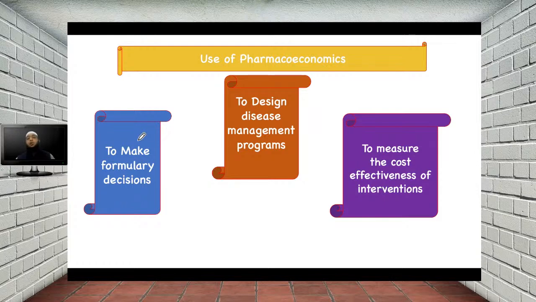Third important role is to measure the cost effectiveness of the intervention. Does the cost justify the benefit? Does that cost justify the effectiveness of that particular medicine? Okay, so based on the pharmacoeconomic study, based on the PRO, that is patient related outcome, based on the health outcome research, you can take the measure which is related to the cost effectiveness of the intervention. So these are the three important uses of pharmacoeconomics.